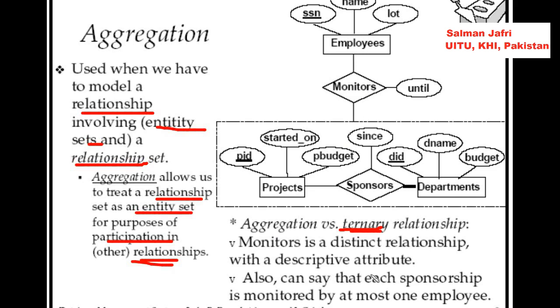Also, we can say that each sponsorship is monitored by at most one employee. The one employee would monitor at most this particular relationship, sponsorship, and this is the until, which tells us for how long the employee would monitor this particular relationship.